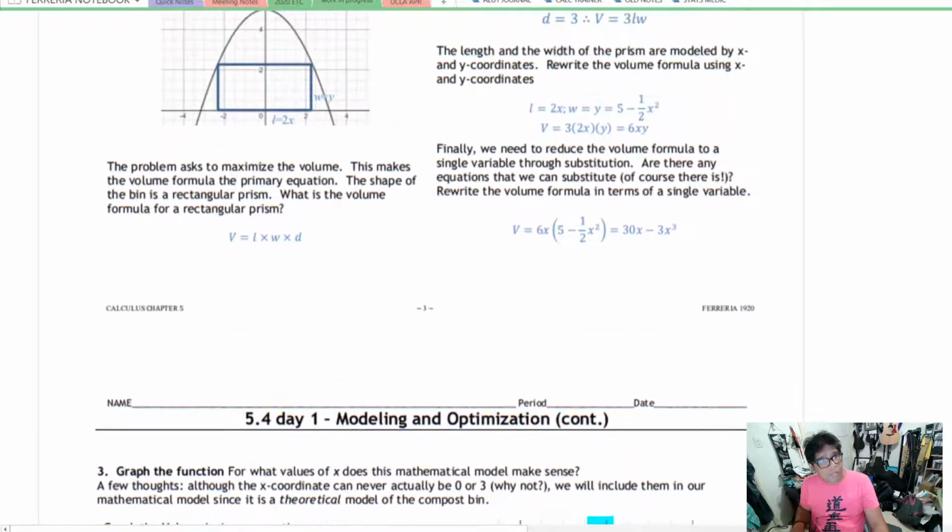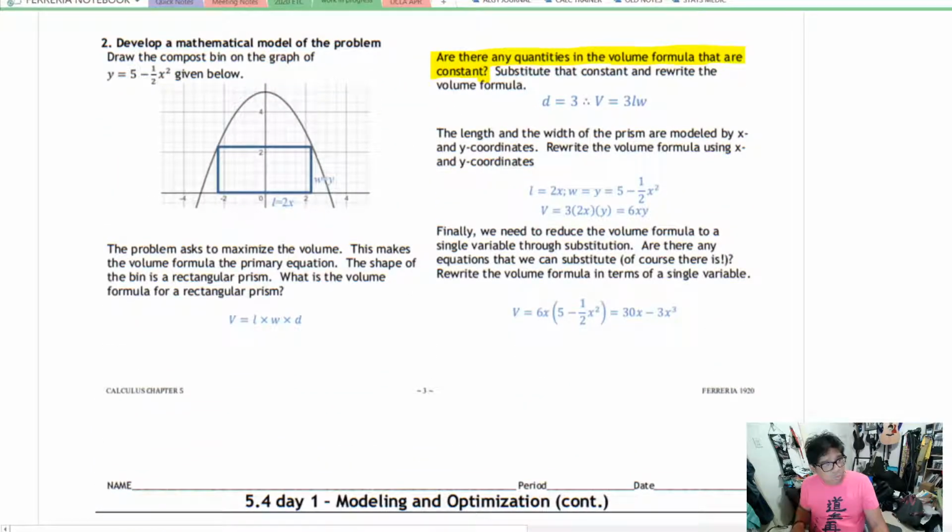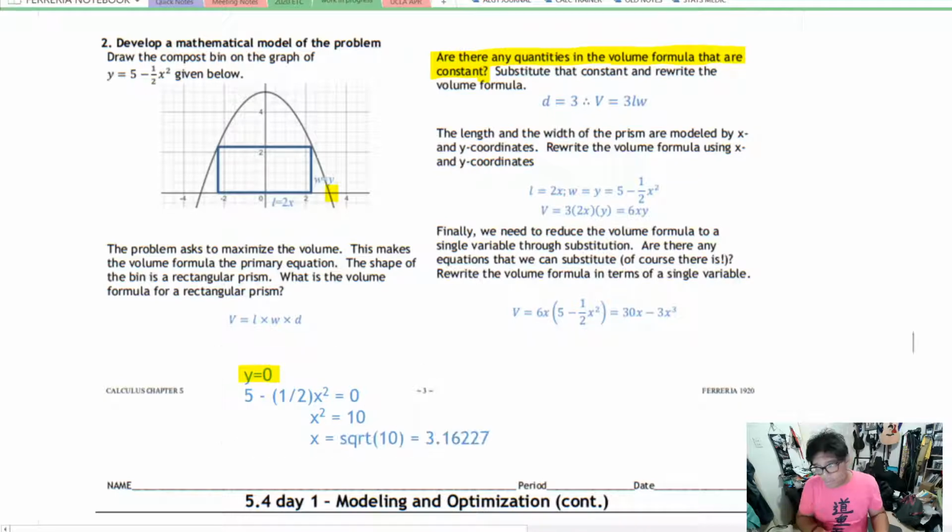So if we take a look at this graph over here, I know I said 3 before. It's not actually 3. This graph, y is equal to 0. If we solve that, we get that 5 minus 1/2 x squared is equal to 0. And guess what that turns into? That gives me x squared is equal to 10. And when you solve that, you get x equals 3.16227.